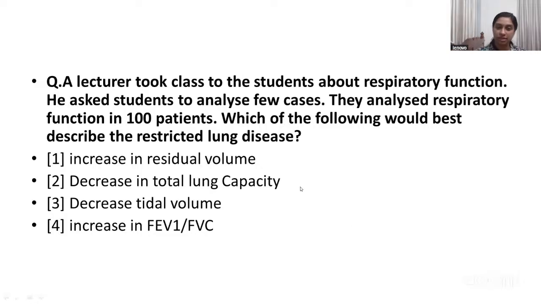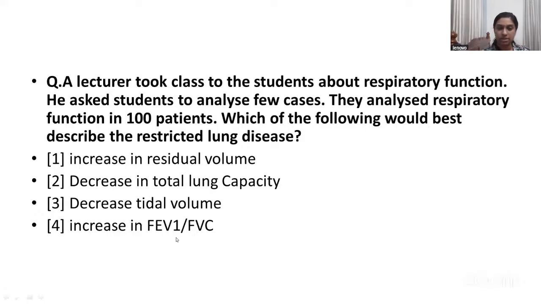You have to first read the last sentence. In case of this type of long questions, you have to read the last sentence and after that, proceed with the other sentences. In the last sentence, usually they are asking the question which they are meant to ask. The options are increase in residual volume, a decrease in total lung capacity, the third option is a decrease in tidal volume, and increase in FEV1 by FVC, forced expiratory volume in 1 second by forced vital capacity. That is FEV1 by FVC.